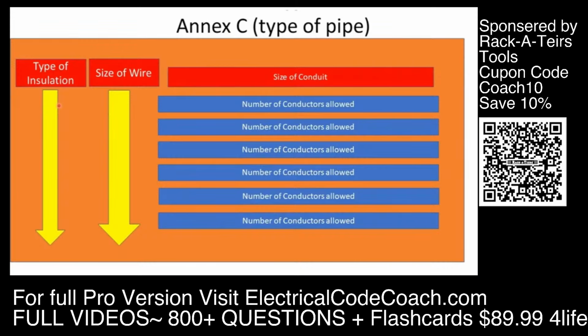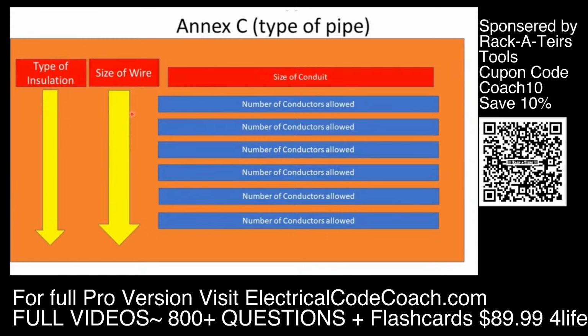And this is where we find some familiar friends. RHH, RHW, THHN, THWN-2, and that's going to be our type of insulation that our wire is coated. And then in the second column is going to be our size of wire. Now, you may find when you're looking that you find your type of insulation, but you don't find your size wire over there in the wire column. That's okay. Just start over until you find the type of insulation again, and then you'll cross over and eventually find your size wire.